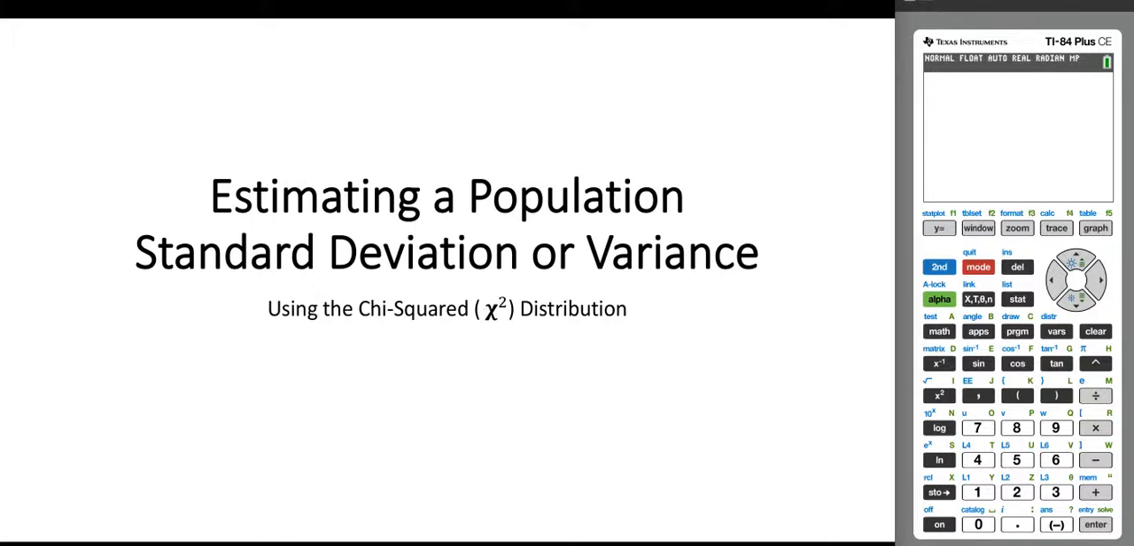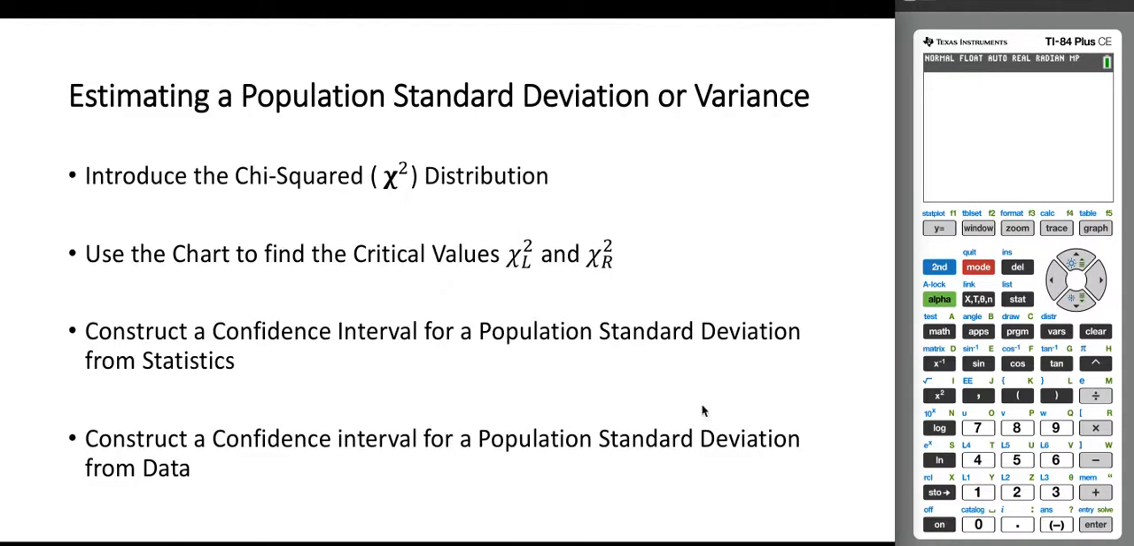Dunn. I wanted to talk to you today about estimating a population standard deviation or variance using the chi-squared distribution. So what I'm going to cover in this screencast is I want to briefly introduce you to the chi-squared distribution. I want to teach you how to use a chart to find the critical values of the chi-squared, the critical value on the left and the critical value on the right.